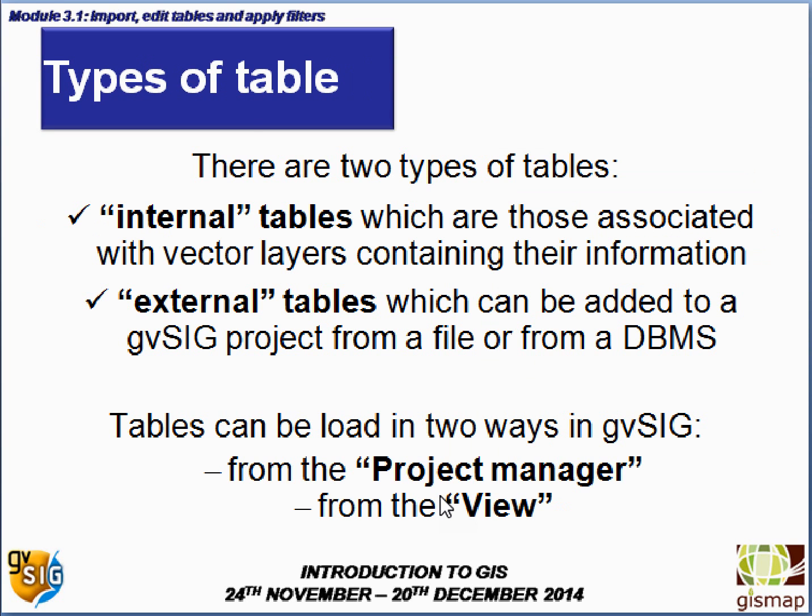Which are the types of tables we can find in gvSIG? There are mainly two types of tables: the internal tables, which are those associated with vector layers containing their information, and external tables, which can be added to a gvSIG project from a file or from a database management system. Tables can be loaded in two ways in gvSIG, from the project manager or from the view, and we'll see both of the cases.